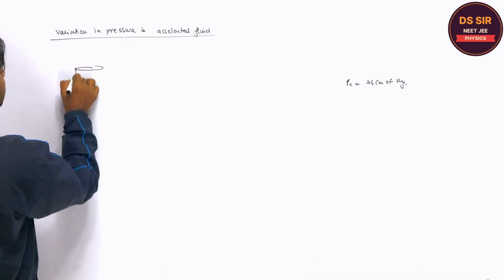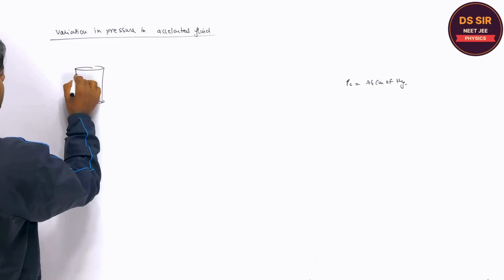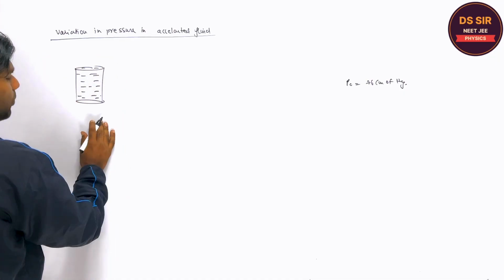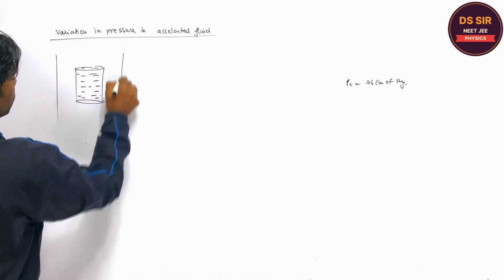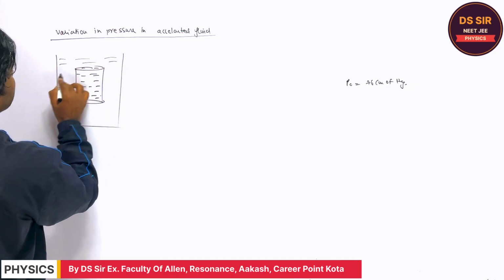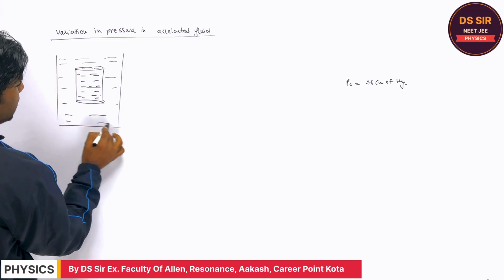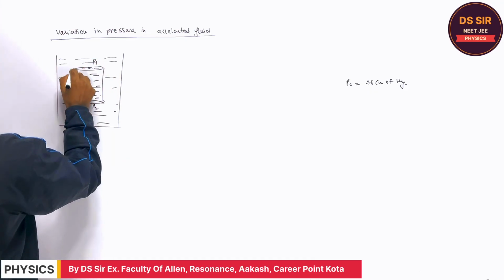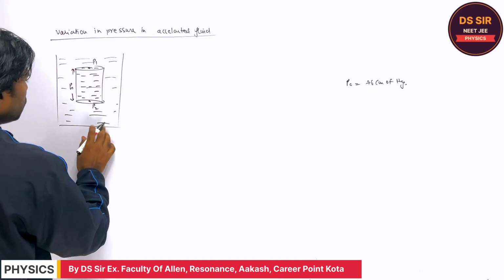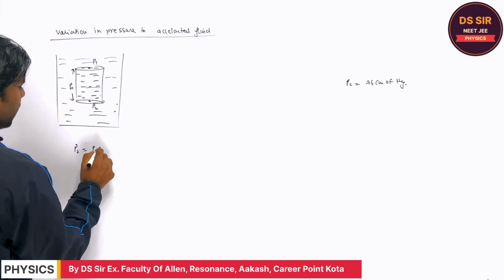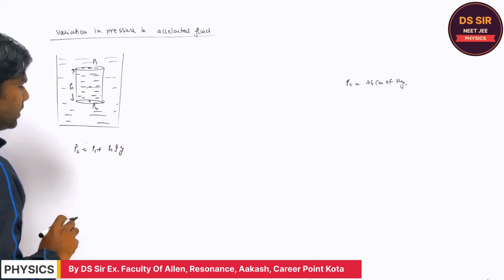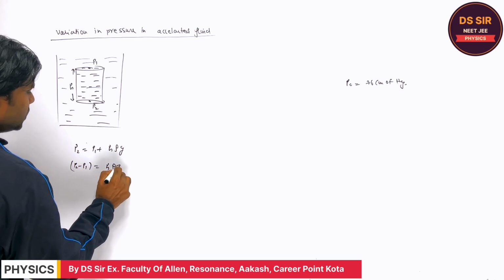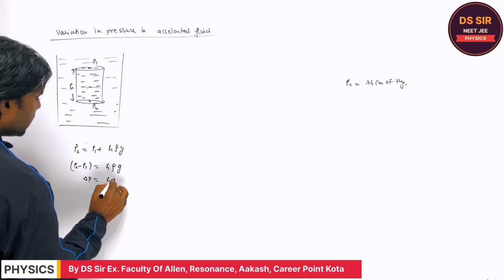If this is the vessel and the water, or the liquid, is filled, and you consider a cylinder in the water, with this point 1 and this point 2, and this is the height h. Are you getting or not? So P2 is greater than P1 by the value h rho g. It is clear, right? P2 minus P1 is equal to what? Say h rho g. Delta P is equal to h rho g.